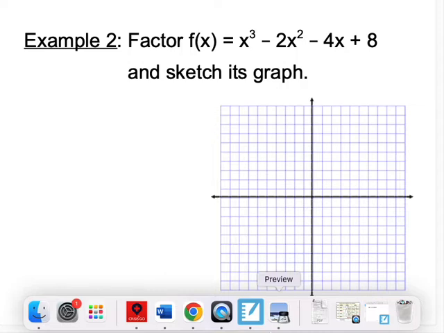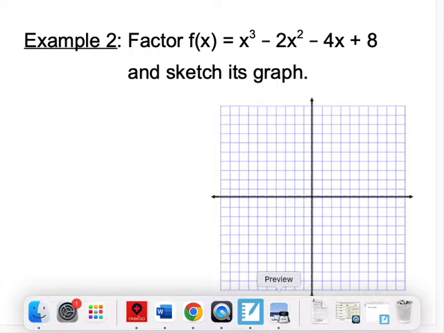Next one asks us to factor this polynomial f of x and then sketch its graph. So we're not provided the function in factored form, so we have to factor it first. And this is going to pull us back to factor by grouping, right? So that's the direction we're moving.